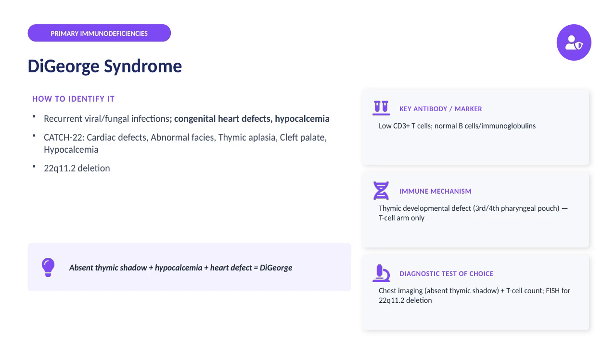normal. This condition stems from a developmental defect of the thymus due to abnormal formation of the third and fourth pharyngeal pouches, affecting only the T cell arm of the immune system. The best way to confirm diagnosis is through chest imaging to check for thymic absence, blood tests for T cell counts, and genetic testing using FISH to detect the 22q11.2 deletion.